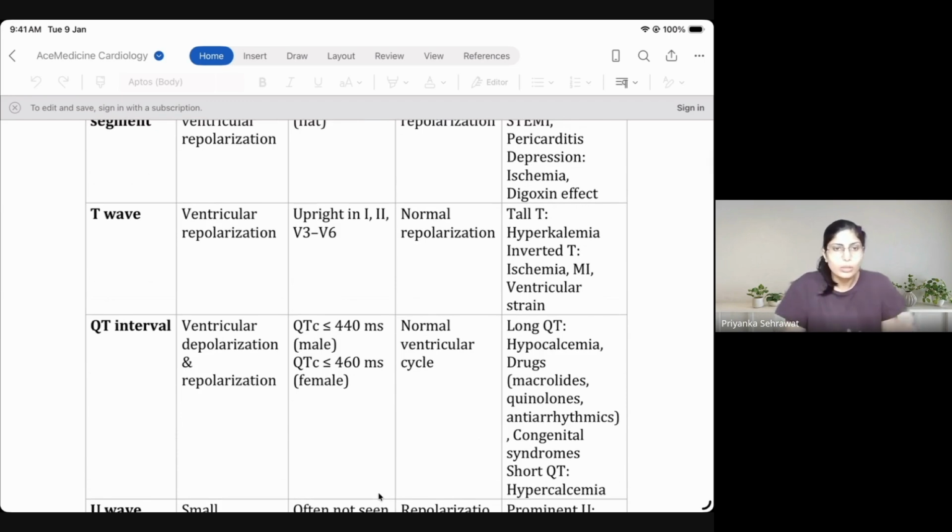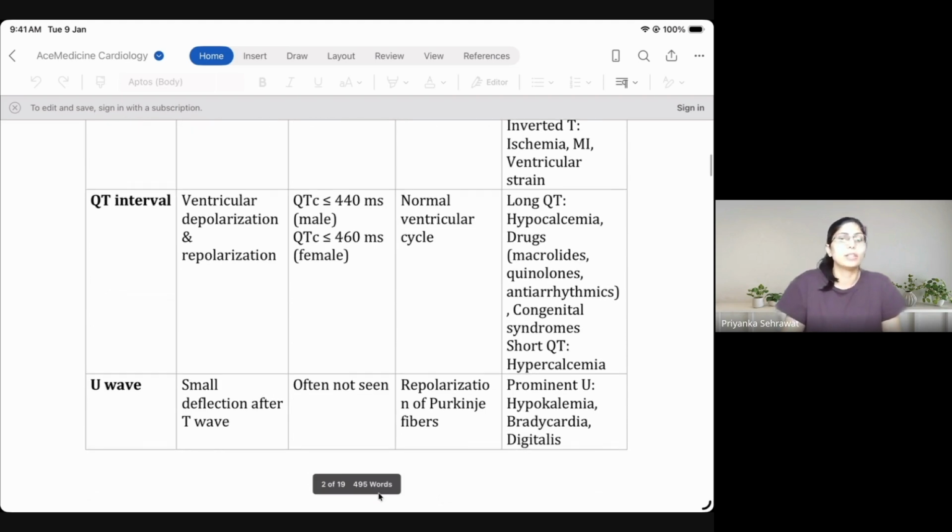T wave, ventricular relaxation or repolarization or diastole, right? So tall T wave, hyperkalemia. Tall T बोलते हैं तो नींद में सपने में भी hyperkalemia आना चाहिए याद. Tall T, hyperkalemia. Inverted T, MI, ECS. Okay, or left ventricular strain.